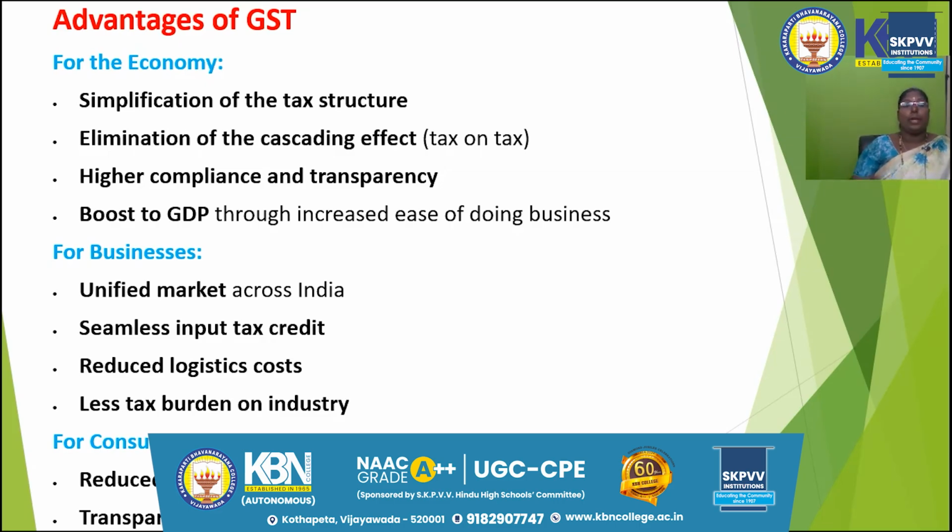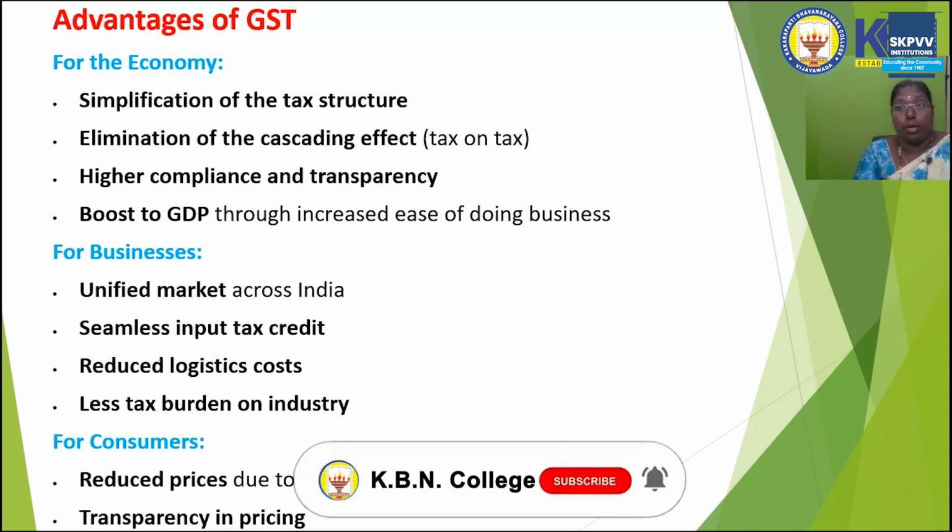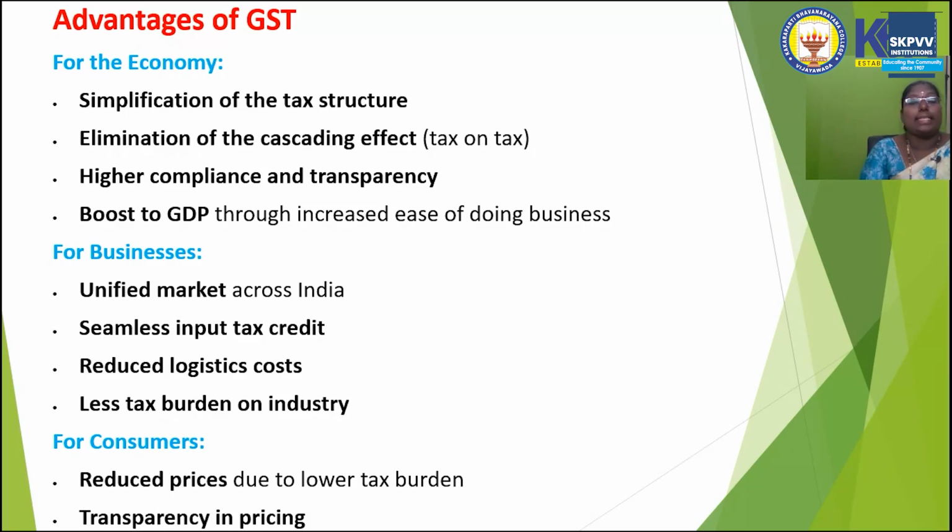And transparency in pricing. Previously, under the old tax system, one commodity from the manufacturer to the ultimate consumer had a price of, for example, 100 rupees. After GST, the same product reaching from the manufacturer to the ultimate consumer, the customer enjoys it at a cost of 60 rupees. Previously 100 rupees, after GST 60 rupees. So automatically the consumer is happy with the reduced product cost. These are the advantages for the economy, business as well as consumers.